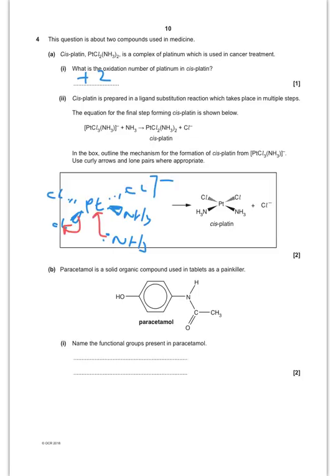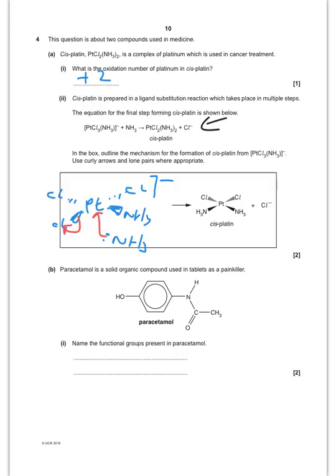Okay, so we're now moving on to look at cisplatin. So first of all, what's the oxidation number of platinum in cisplatin? Well, ammonia, as you know, is neutral, chloride is -1, so for the overall complex to be neutral, platinum must be +2. Then you want to look at the mechanism for this reaction here.